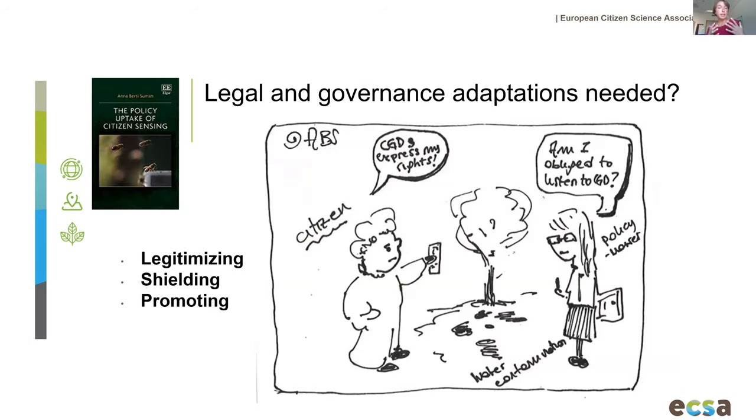And as my very final point, being a lawyer, I always know that the pace of legal adaptation is quite slow. So I'm wondering which kind of legal adaptations are needed, but also at times we may not need a legal adaptation, because governance software adaptation may be enough. And of course, adoption by the institution of even more spontaneous, reactive forms of citizen science could both shield the citizen scientists from adverse effects of their monitoring, and also promote citizen science vis-a-vis institutions.